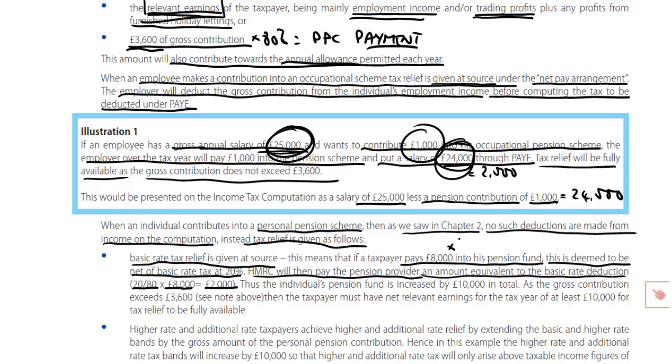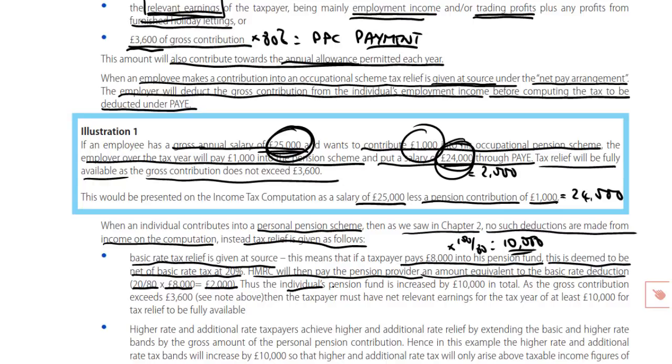Obviously, £8,000 grossed at 100 over 80 equals a gross £10,000 personal pension contribution. That is the figure that you need to determine. So far as the pension fund is concerned, it has been credited with £8,000 from you and £2,000 from HMRC.